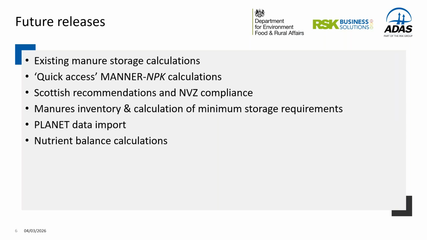MANA, for those of you who aren't familiar with it, is a software tool which estimates the crop available nutrient supply from organic materials. The MANA calculations are integrated into the main nutrient management planning tool. So if you plan an application of organic material to one of your fields, the estimates you get of crop available nutrient supply have come from MANA. The quick access MANA will allow users to access the MANA calculations without having to go through the full crop nutrient management planning process in the main part of the tool.